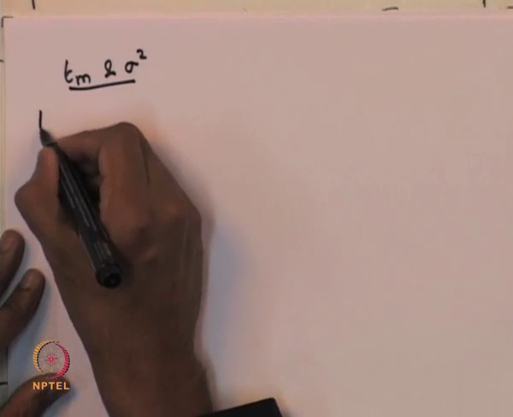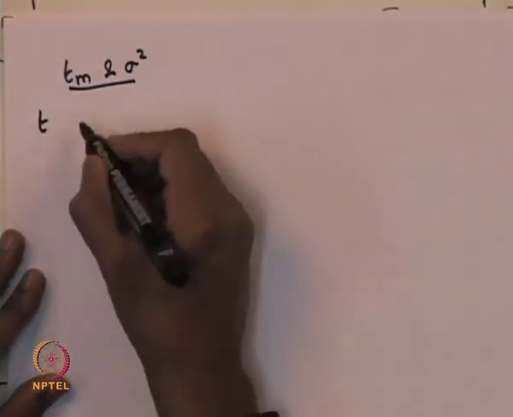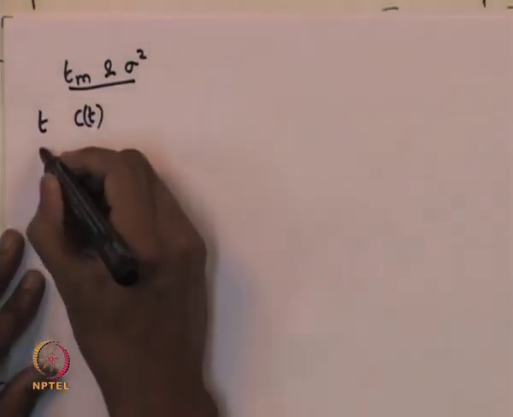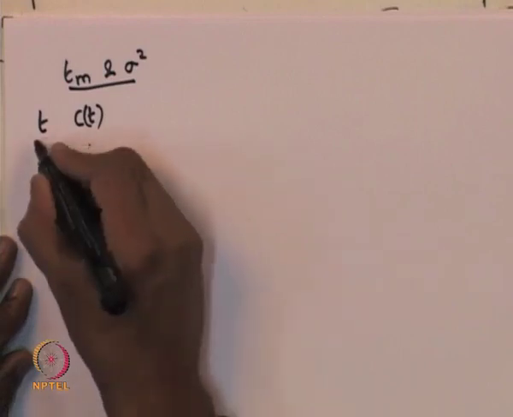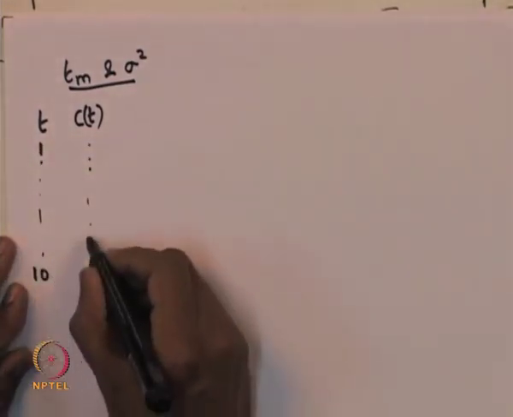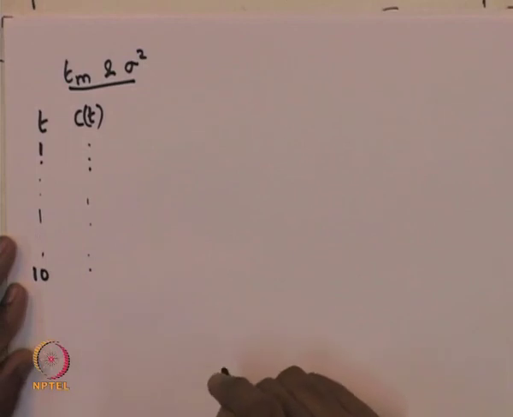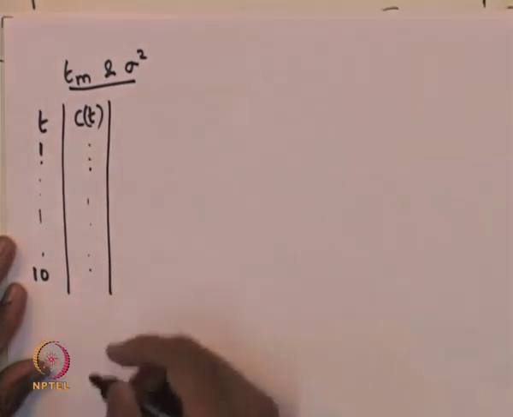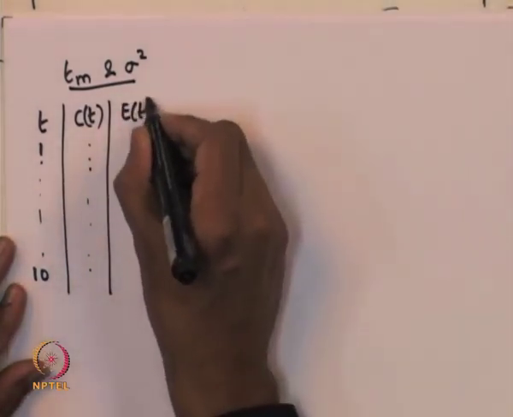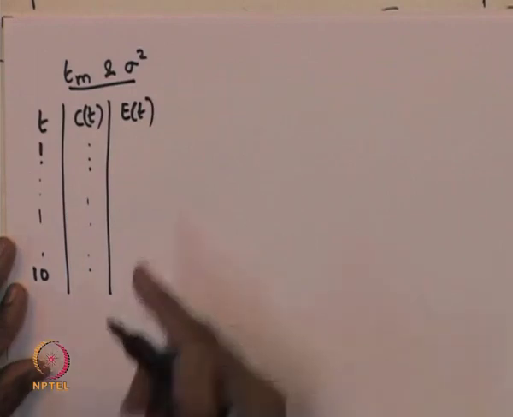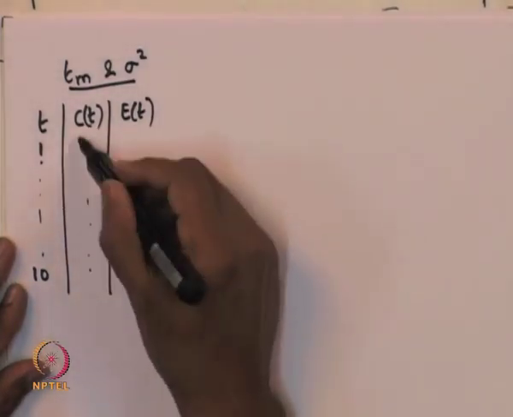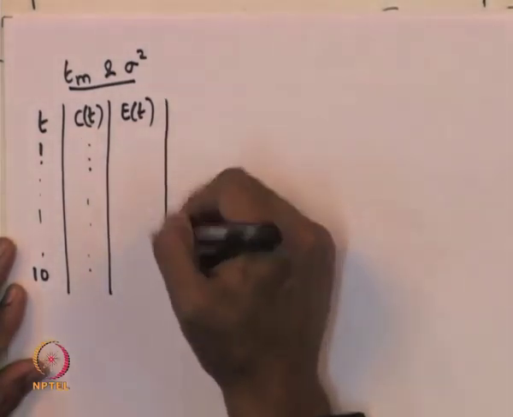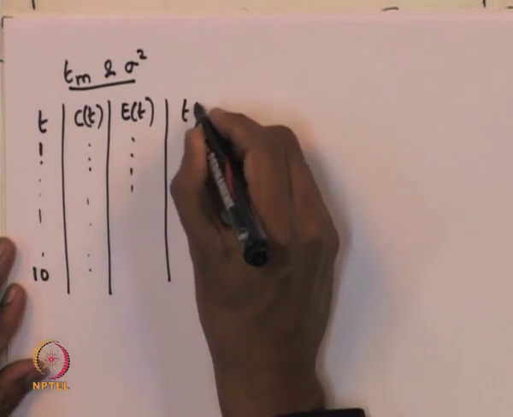Normally the actual data that one would get is the measurement of concentration as a function of time. Let us say that several concentrations have been measured, from time 1 to 10, giving the concentration C of t. Then one needs to create a table where, as a first step, one calculates E of t. We know the formula for E of t, which is C of t divided by the integral of C over the whole time domain. And then the next thing one needs to estimate is t into E of t.